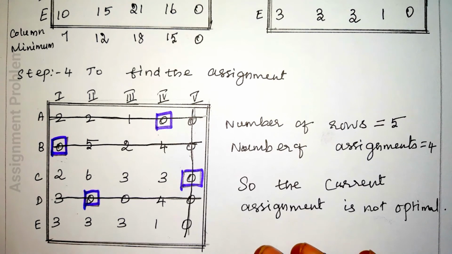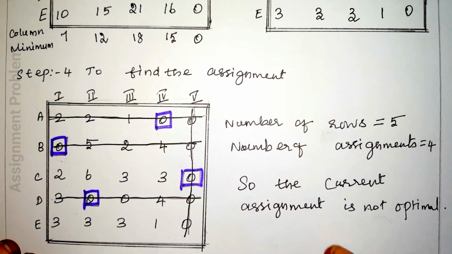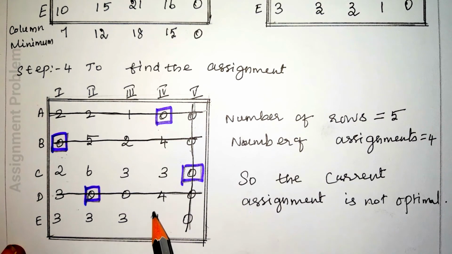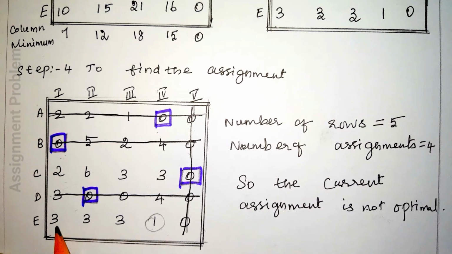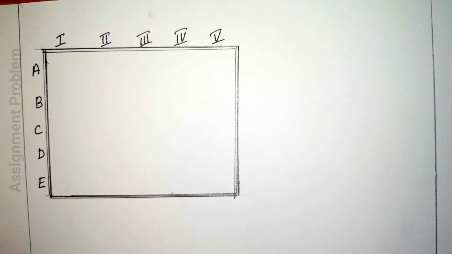We have to select the minimum value from the uncovered portion. Here 1 is the minimum element. With this you have to subtract all the uncovered elements. If you have one line, you have to write as it is. If you have two lines, you have to add the minimum element.